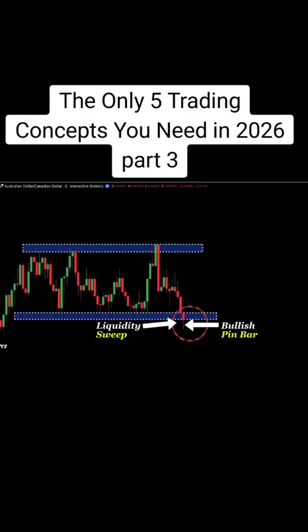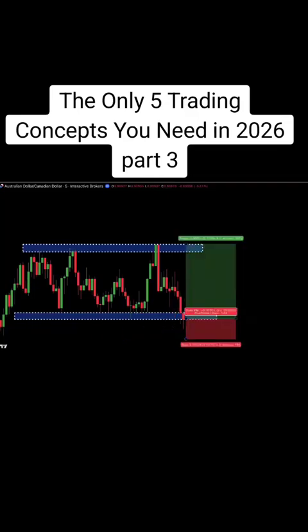Now you have confirmation. At this point, all four concepts align. Range market, support level, liquidity sweep below support, bullish candlestick pattern. This is where experienced traders enter long, targeting the move back toward range resistance.